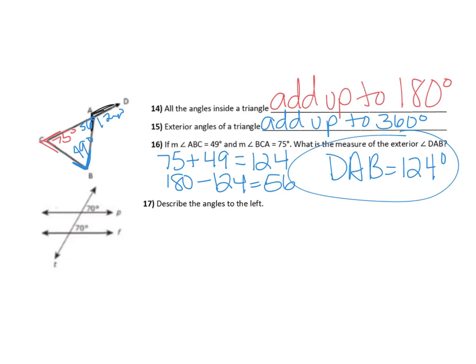And number 17, describe the angles to the left. Those are corresponding angles. They are congruent, but their technical term is corresponding.